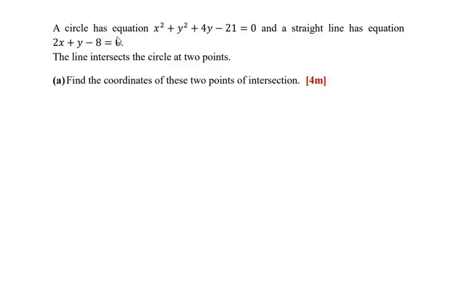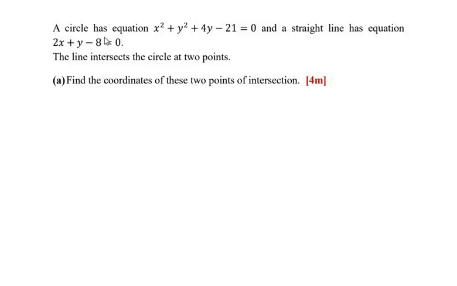A circle has equation x square plus y square plus 4y minus 21 equal to 0, and a straight line has an equation 2x plus y minus 8 equal to 0. The line intersects the circle at 2 points. Find the coordinates of these 2 points of intersection.